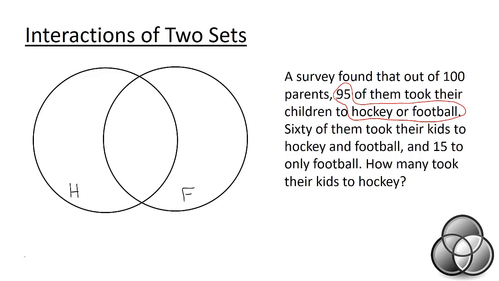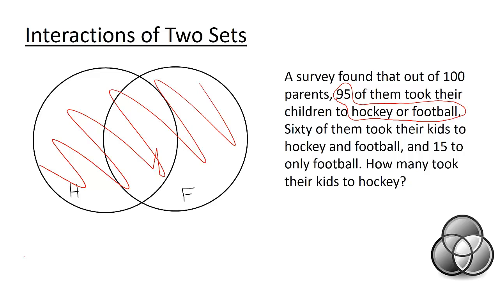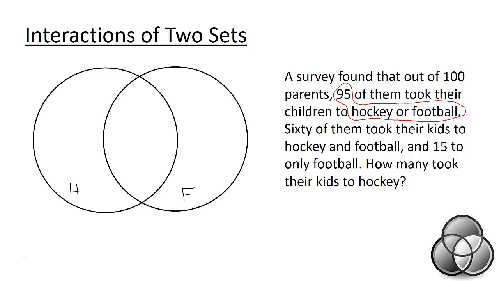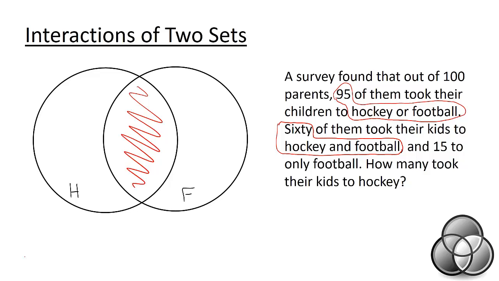95 goes with H or F, so this actually refers to all 3 sections of our picture. Since we don't have any other numbers in here, that's not going to be super helpful right yet. 60 refers to H and F. That's the middle portion of our Venn diagram. Since it's only one shaded in region, we can fill this number in as 60.